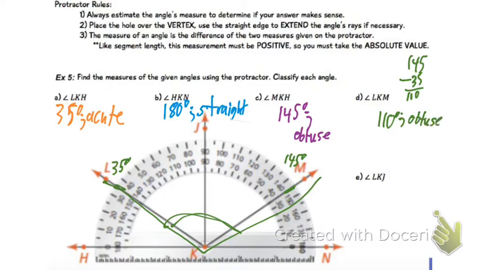Questions on that one of why we subtracted those? Okay, that's one of our protractor rules. That's actually our third rule, okay? The measure of an angle is the difference of the two measures given on the protractor. But it always has to be positive, okay? So if we had done 35 minus 145, we get negative 110, and so we would do the positive of that.